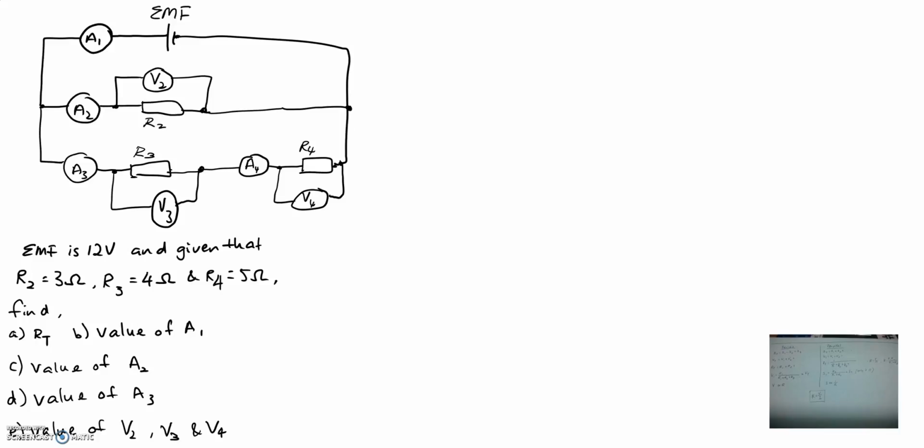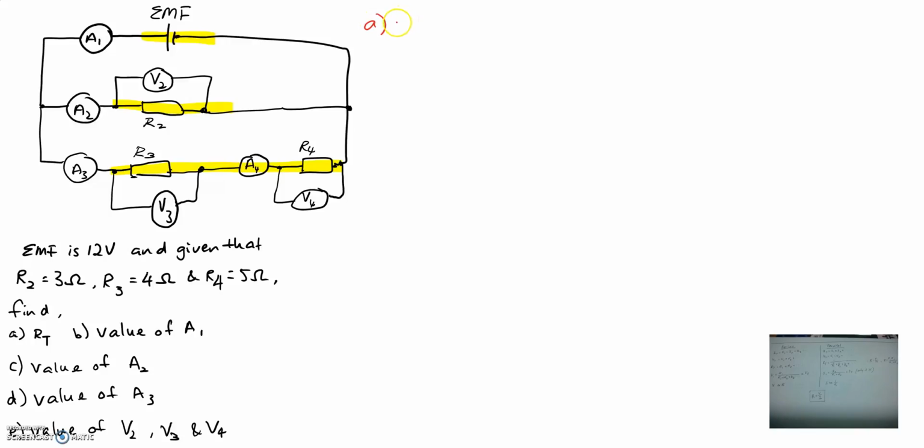You know that because it's a parallel branch, the PD across R2 is the same as the EMF, and the PD across R3 and R4 is also equal to, in total, 12 volts. Okay, so since you are given all the resistances, and in the question you have to find R total, you can actually find it very easily.